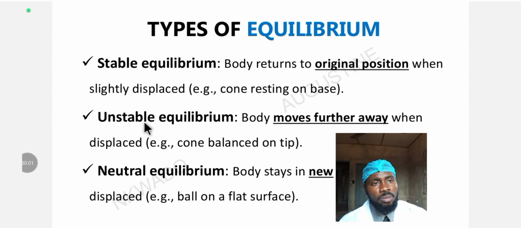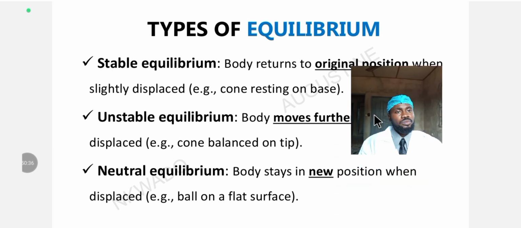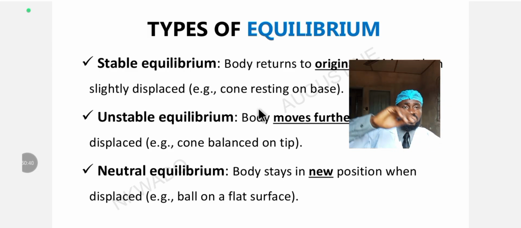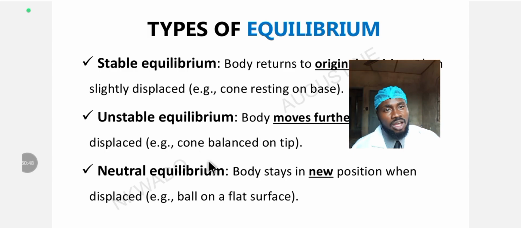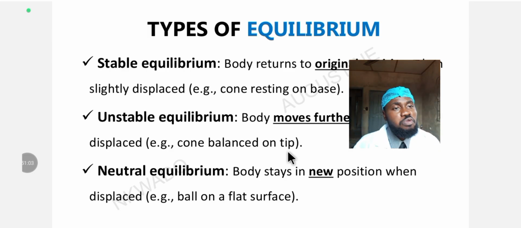But let's look at the unstable equilibrium. When a body moves further away from its original position when displaced, that's an unstable equilibrium. Stable equilibrium returns to its original position. Unstable equilibrium moves further away from its original position. For example, a cone balanced on its tip. You carry the cone and balance it on its tip to make it stand. If you displace it, it's going to move further away from its position. It's going to fall and assume another kind of position.